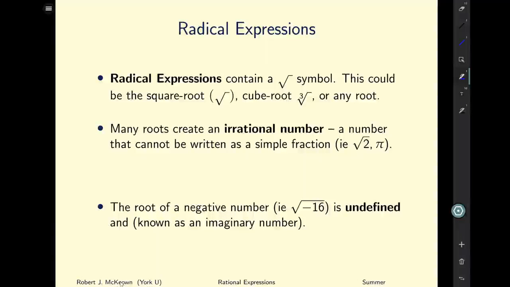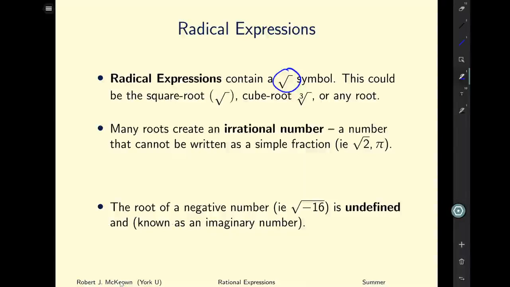Let's start off talking about what a radical expression is. A radical expression is any mathematical expression that contains this symbol. That includes the square root, but is not exclusive to the square root. So it could also be a cube root or any root to any number that you like.